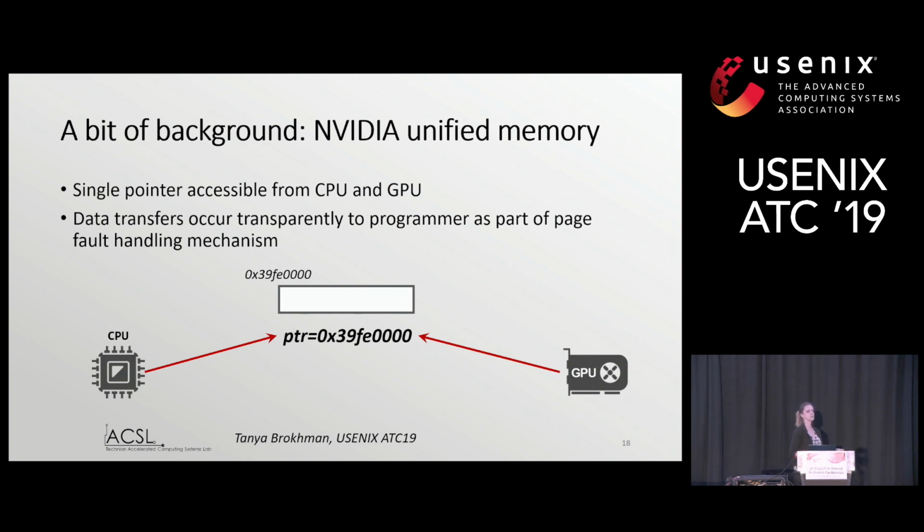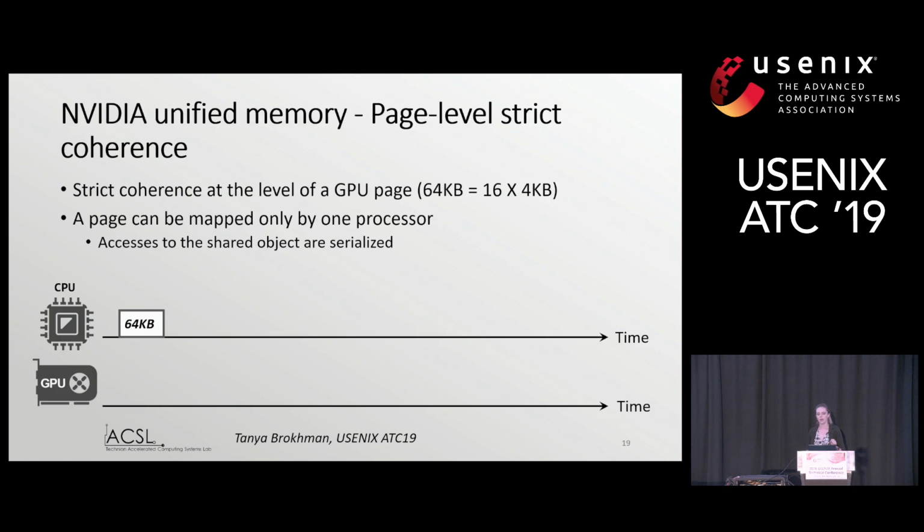But now if the CPU and the GPU can access the same pointer, NVIDIA also had to address the consistency question, right? The consistency model NVIDIA chose is strict coherence at 64K granularity, which is one GPU page. According to this model, the same page can be mapped by only one processor at any given moment. So for example, if the page now resides in CPU memory and the GPU requires it, the GPU will trigger a page fault, which will result in the page being migrated to GPU memory.